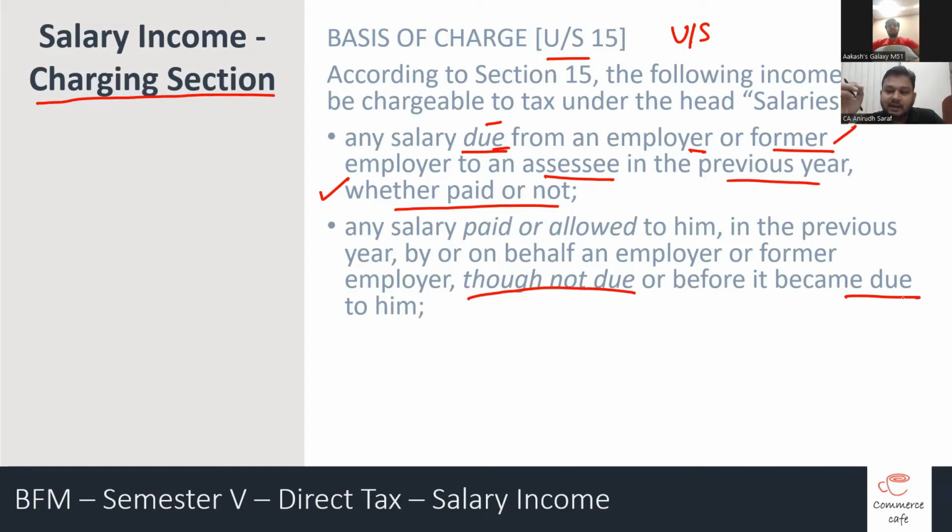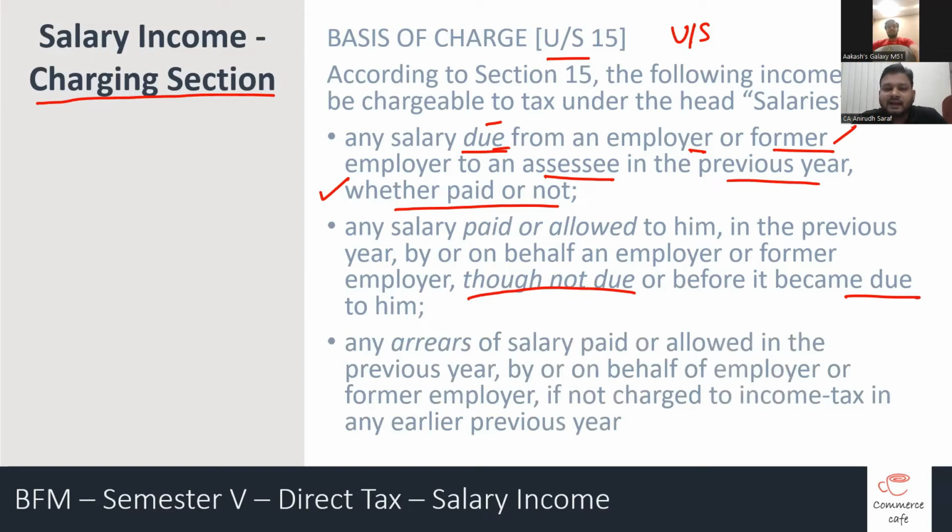Will that be salary income or not? Yes, sir, it will be. It will be. Okay.